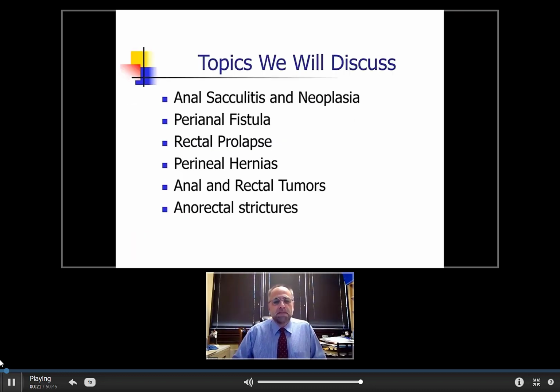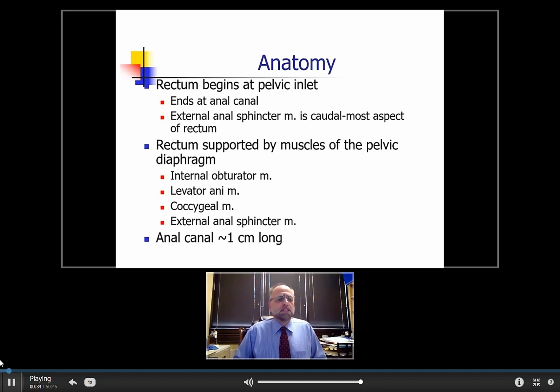This is a list of some of the things we'll talk about. Anal sacculitis and neoplasia are probably the most common things that we see, but we'll talk about perianal fistulas, rectal prolapses, and the other topics that you see there. Let's start with a brief discussion of the anatomy of the area.